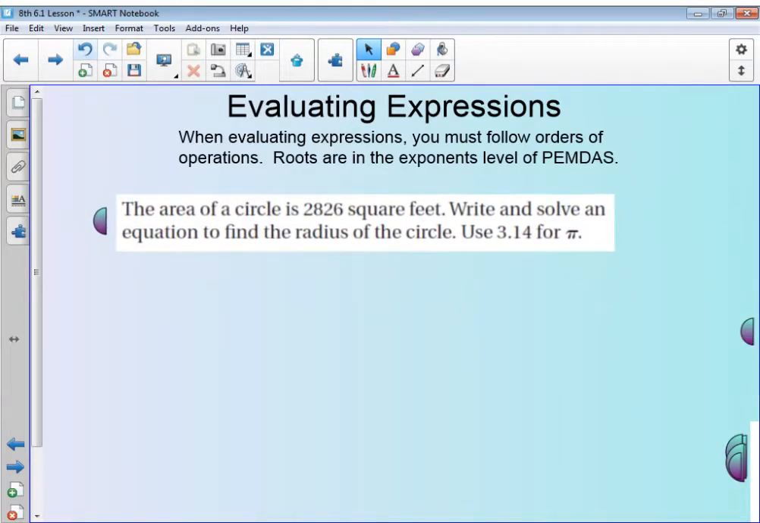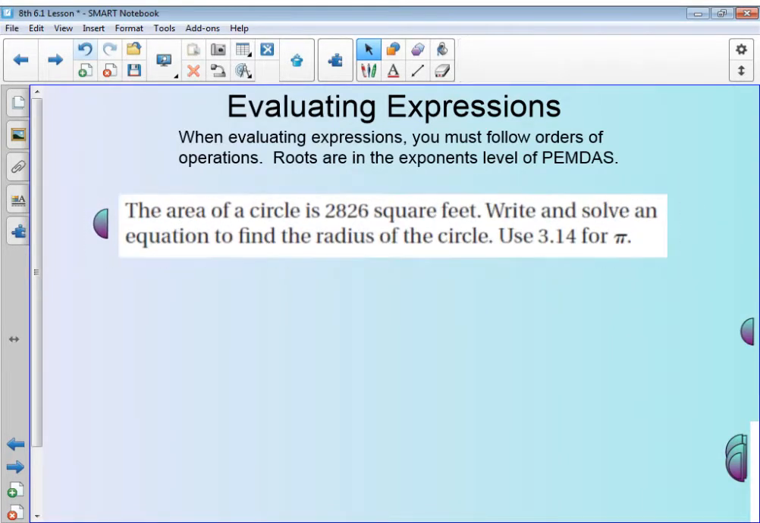Okay, so here's story problem 1, and we're going to work through this one together. Once again, you should be practicing the concepts that I'm doing on the board.